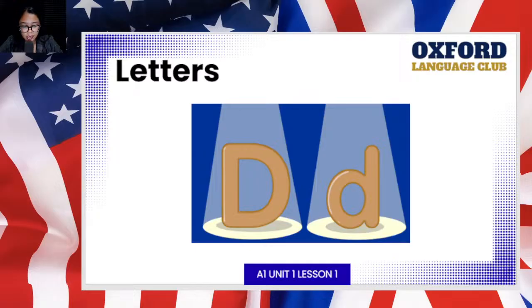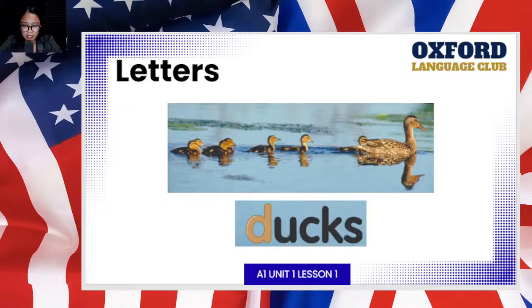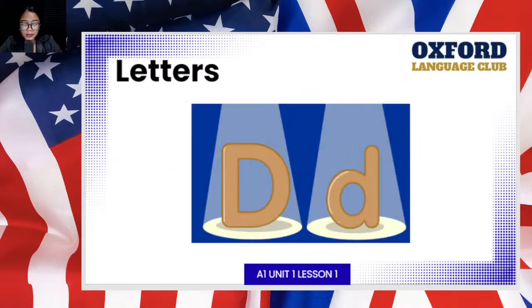Next, again, the letter is D. How do we pronounce it? D, d, d. Another word. What do you think is this? That is ducks. Again, ducks. What's the letter? Letter D. How do we pronounce it? D, d, d. What's the word here? Ducks. Again, ducks.